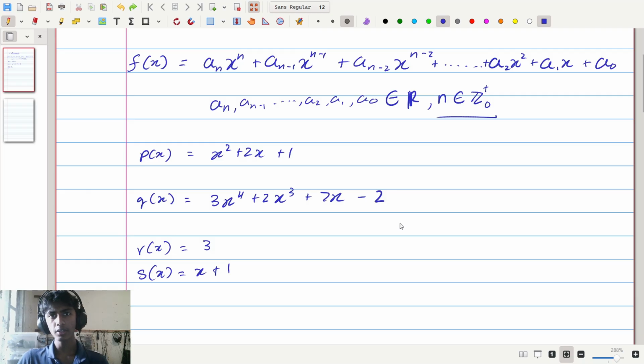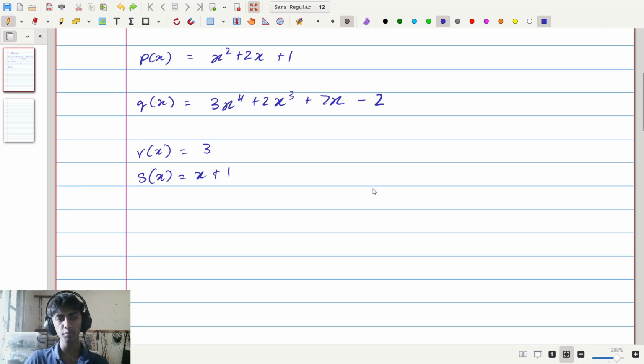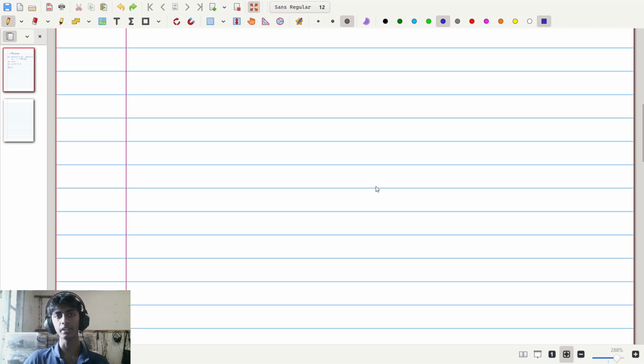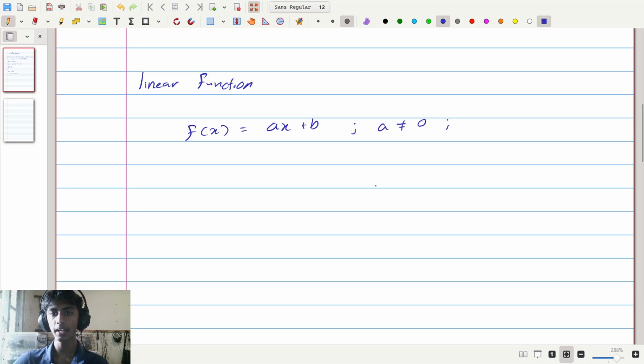So now that we've defined what a polynomial is, let's look at some special cases of polynomials. So going down, one special case is a linear function. A linear function, as you might guess, describes a straight line. The function f(x) = ax + b, where a is not 0 and a and b are elements of the real numbers, is what we call a linear function. This function describes a straight line.